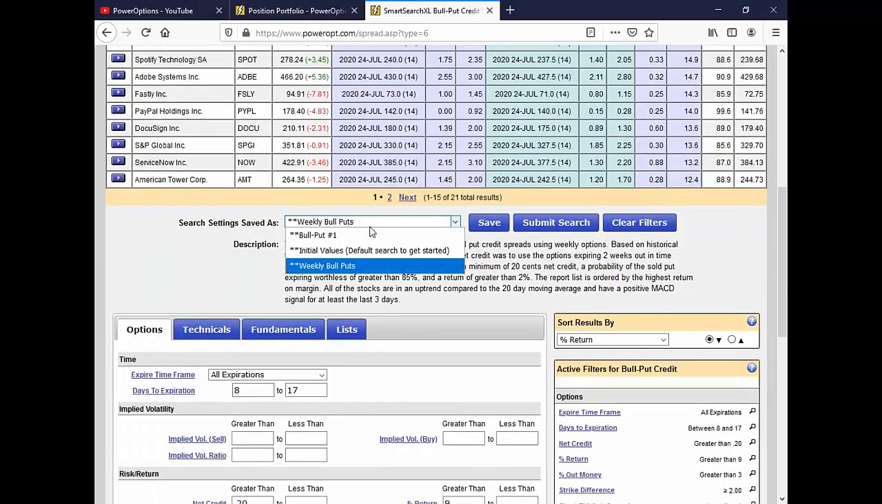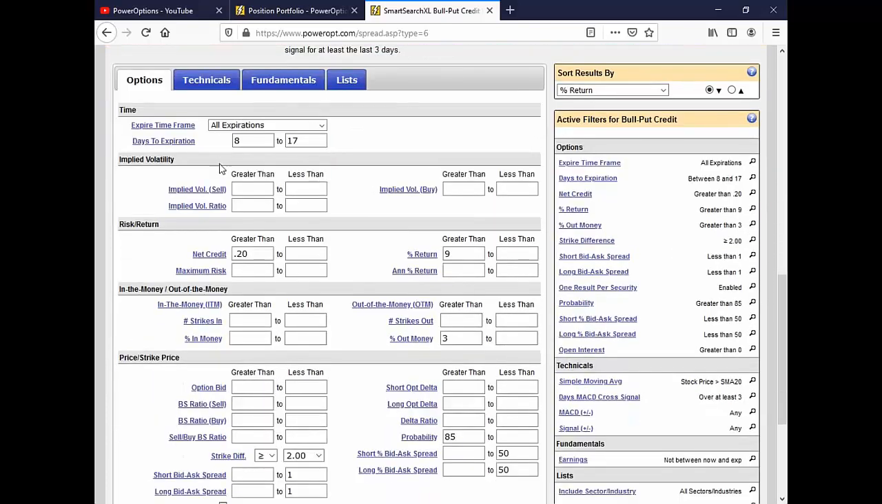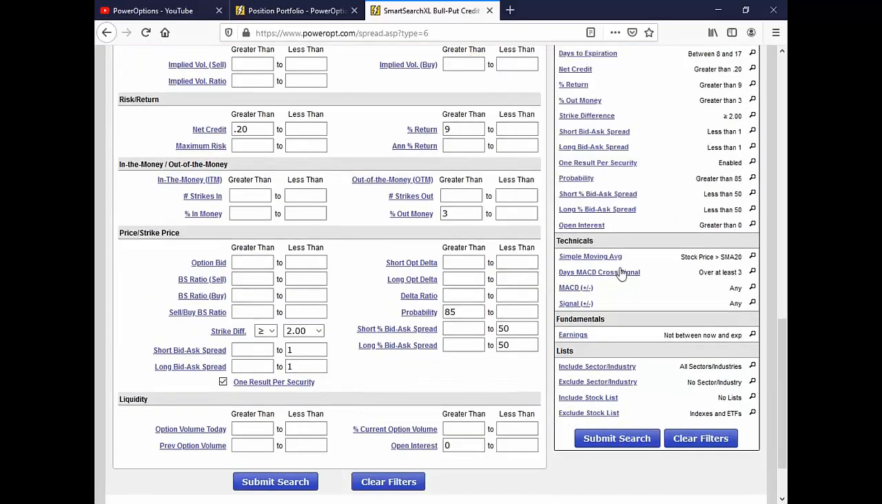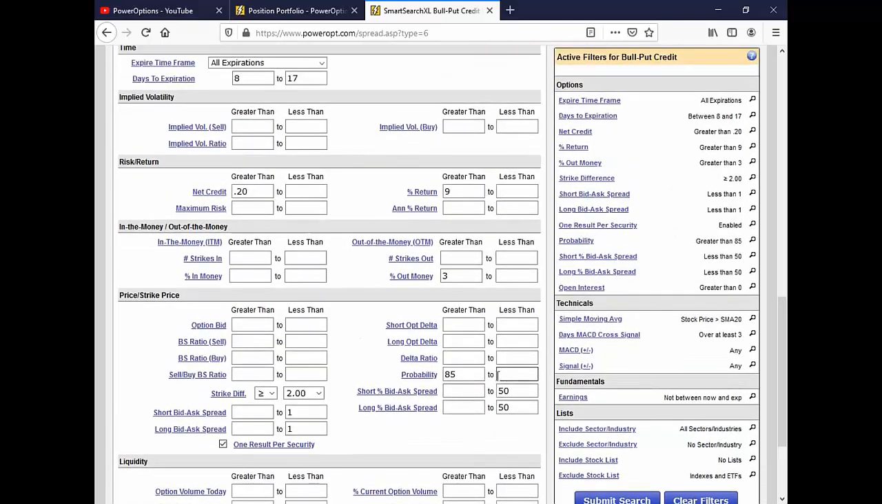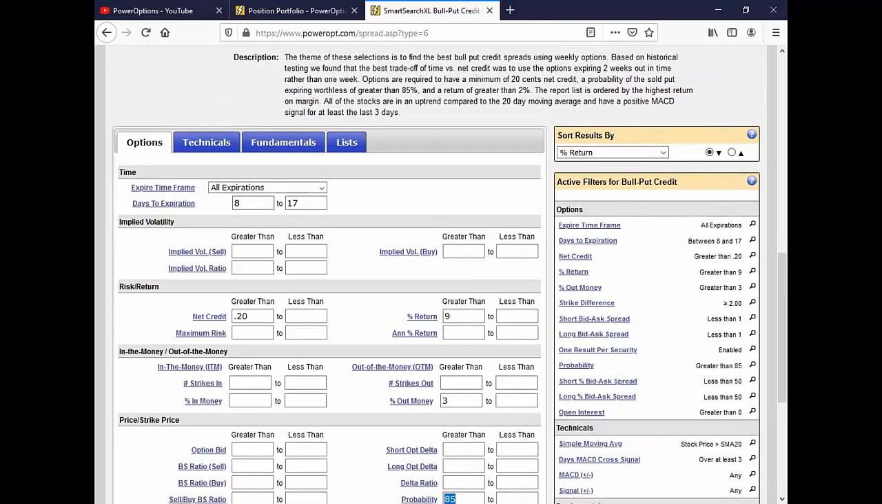Just scroll down, make sure you've got the weekly bull puts default screen selected, and you can see the active filters for the options and then for the technicals as well. In addition to looking for that 85% probability, two strikes apart or higher, which I also found in testing did better than 1 point strikes or less than 1 point apart.